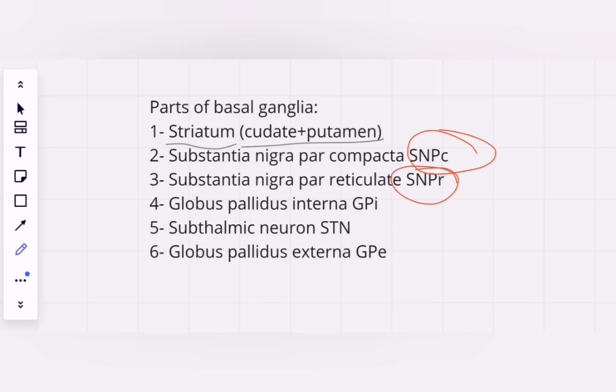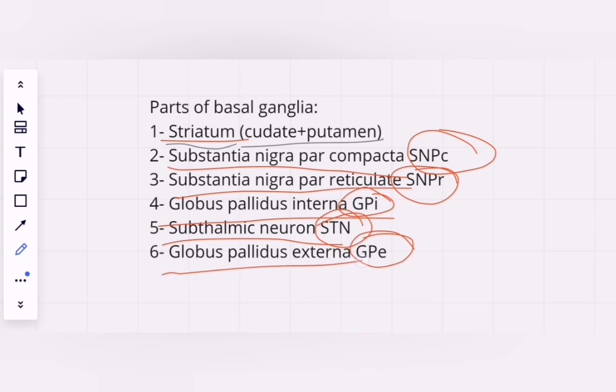Then comes the globus pallidus interna, that is GPI. Then the fifth one is the subthalamic nucleus, that is STN. Then comes the globus pallidus externa, that is GPE. These are the main 6 points: striatum, substantia nigra pars compacta, substantia nigra pars reticulata, globus pallidus interna, subthalamic nucleus, and globus pallidus externa.